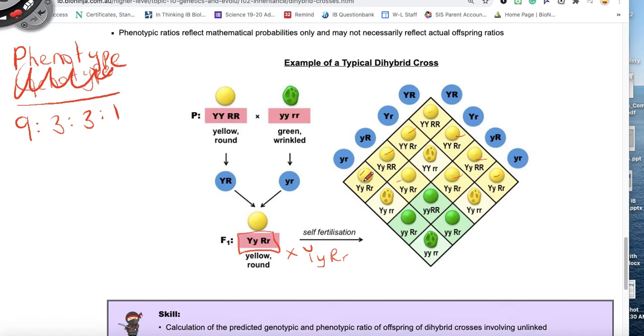Okay, so that means that you're going to end up with 9 yellow round, and then 3 yellow wrinkled, and then 3 green round, and then 1 green wrinkled. Now you could potentially list out all the genotypes, but we usually don't ask you to do that in a big dihybrid cross like this one. Okay, so the phenotypic ratio of 2 heterozygous dihybrids is always going to be 9:3:3:1.